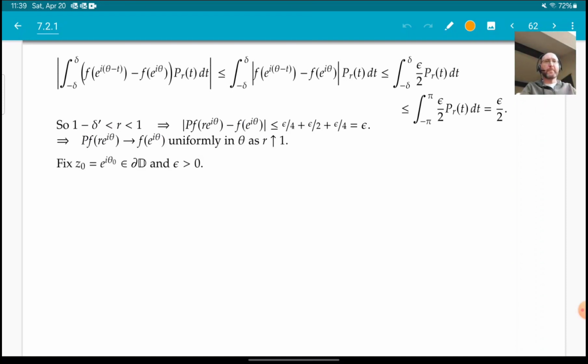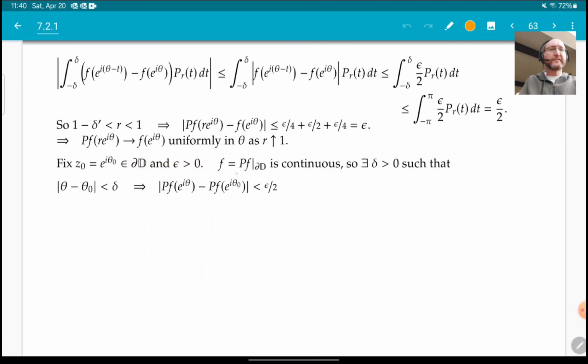We need to show that if we're at some point on the boundary, some Z naught on the boundary of the disk, then no matter how we approach, not just along a ray for a fixed theta, it still works. Now the theta can also move. So fix some point on the boundary and some epsilon. F is continuous, so there is some delta such that if I'm within delta of theta naught, then, at least on the boundary, I'm within epsilon over 2.